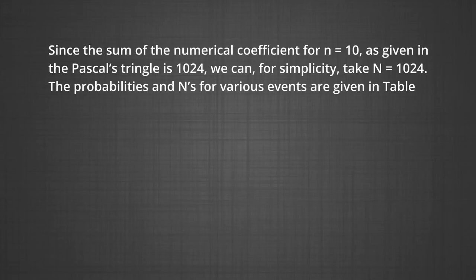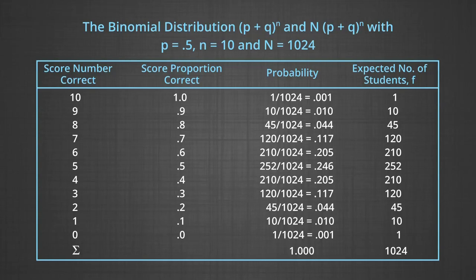Since the sum of the numerical coefficients for n equal to 10, as given in Pascal's triangle, is 1024, we can for simplicity take N equal to 1024. The probabilities of n's for various events are given in another table shown here. This table shows the various values which we have calculated using the binomial with p equal to 0.5, n equal to 10, and capital N equal to 1024. Capital N shows the number of students.